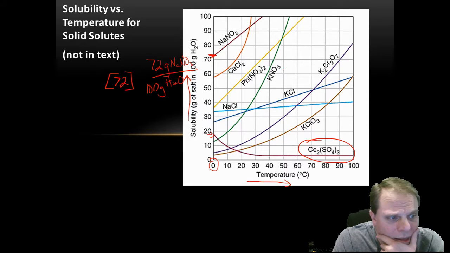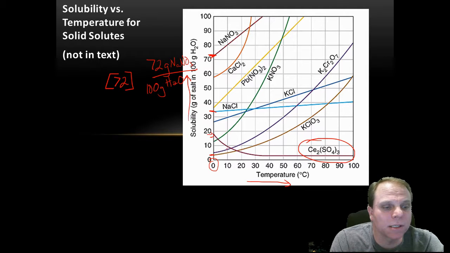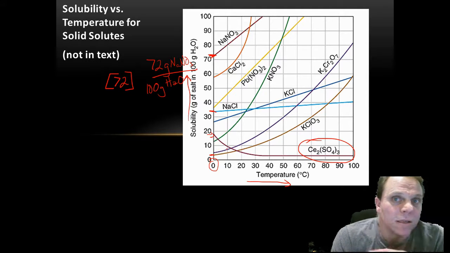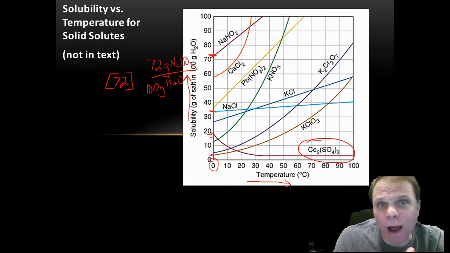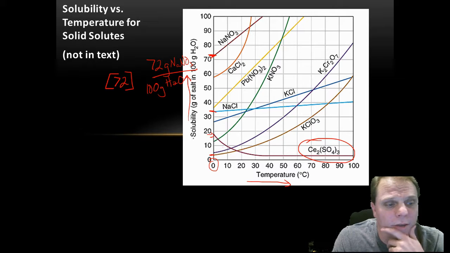Now, you'll notice that sodium chloride is way different, right? That's about 34. If we look at potassium chlorate, you're down to like 4, right? So all these different substances have different solubilities. This graph is what you would use to read those different solubilities.